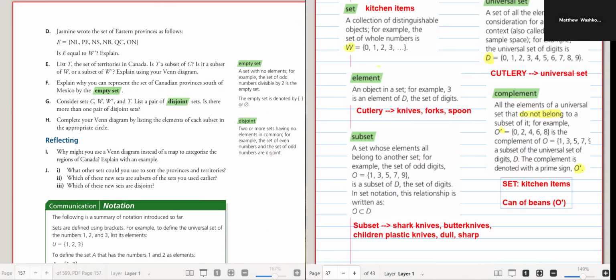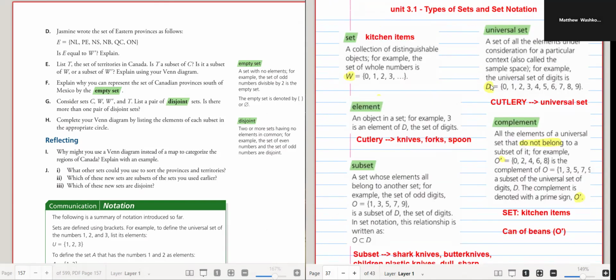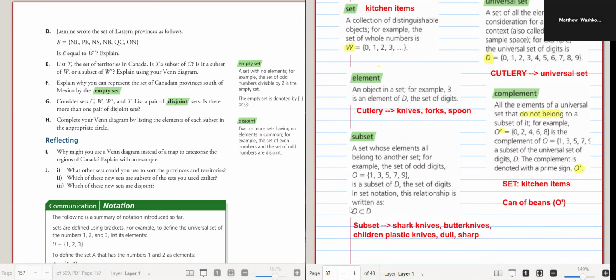Now, there's a couple more definitions, but I want to now go over the notation. If you're looking here, this W is the whole set. This D is the universal set here. These are just some examples they're given. A subset here, they might use an O. Now, they have this little mark, we call this a prime. In fact, I'm going to write that down. This is O prime. It does not belong. It's a complement.